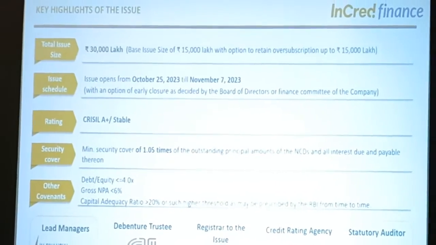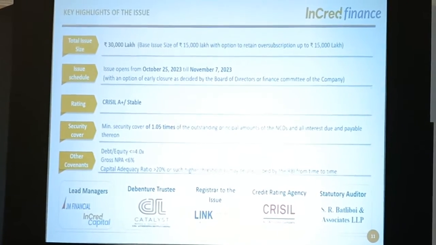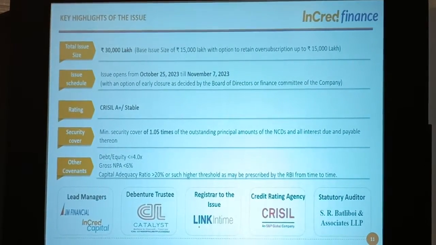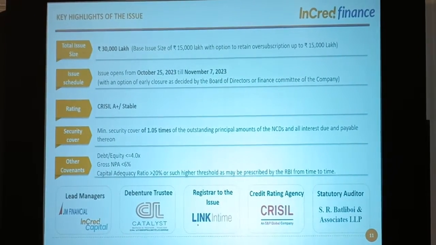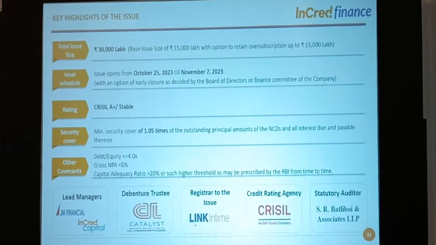A debt to equity of less than 4x, that would mean that our capital adequacy at all times remains above 20%. Gross NPA less than 6%, we are currently at about 2, so there is a lot of headroom. We don't think we'll reach those levels. Mentioned is a derivation of our debt to equity also, so about 20% at all times. JM Financial are lead managers, Ajay Mangruniaji is present here on the dais. Debenture trustees are Catalyst. Registrar to the issue is Link Intime. Rating agency I already mentioned, we have taken from CRISIL, and our statutory auditors are SR Batliboi Associates. So that's the details about the issue.